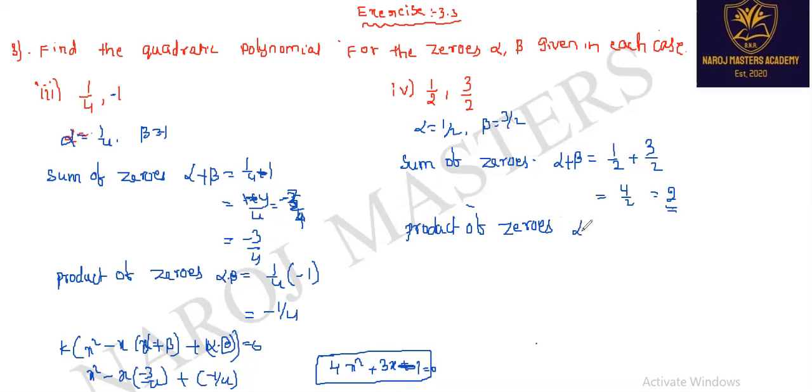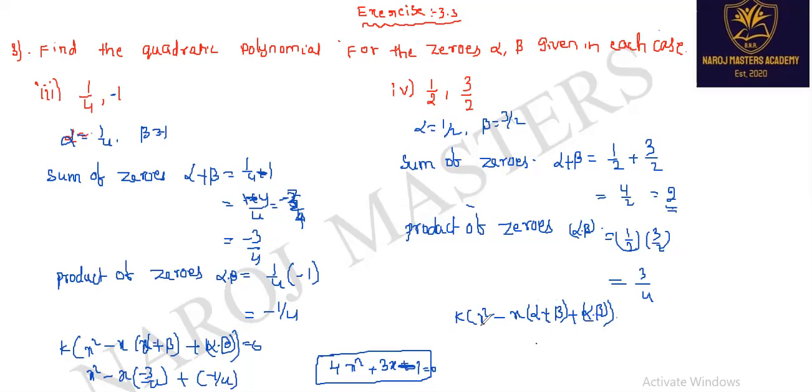Product of zeros, alpha into beta, equals 1 by 2 into 3 by 2. That equals 1 times 3 is 3, and 2 times 2 is 4. So that is 3 by 4. Now substitute in this format: k into x square minus x into alpha plus beta plus alpha into beta.